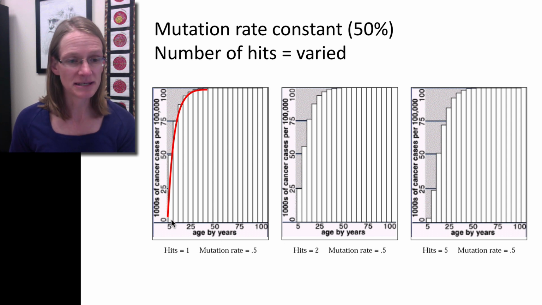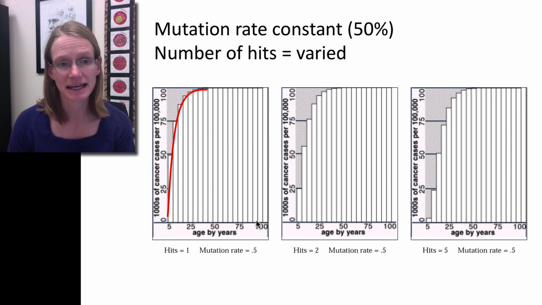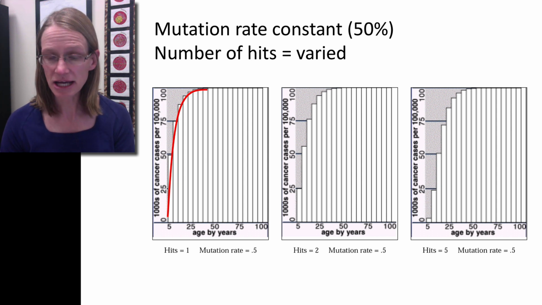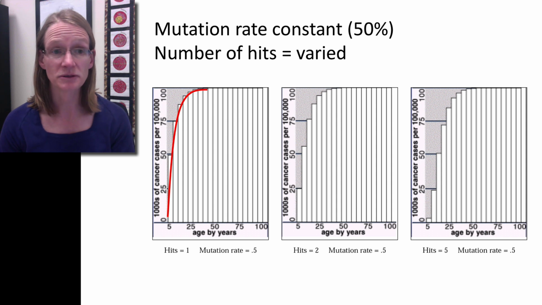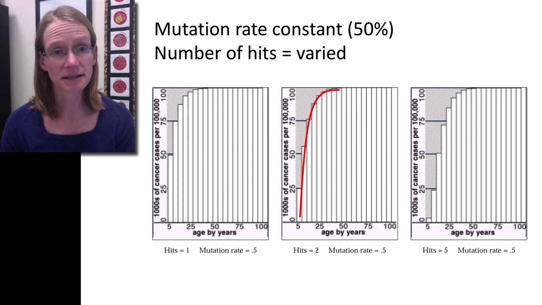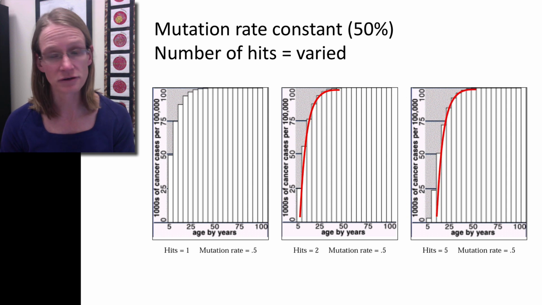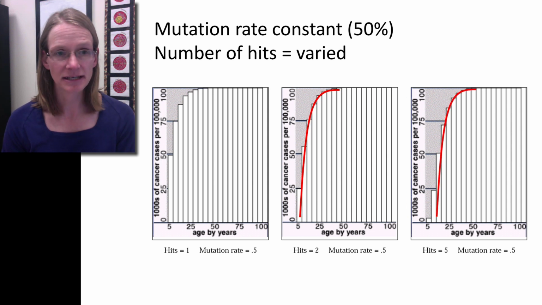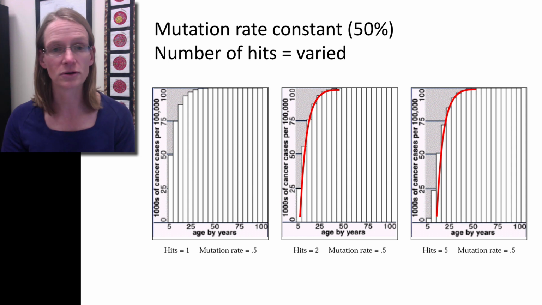What you should be seeing is that, of course, this is the incidence of cancer, and that red line reflects more the lines that we've been seeing of cancer incidence by age. But the shape of these different distributions as we vary the number of hits really stays the same, but they're shifting a little bit over to the right. Do you see how they shifted over to the right? And as we increase the number of hits again, it shifts even further to the right. So in this case, if we keep the mutation rate constant but vary the number of hits, we're just shifting the whole distribution to the right.